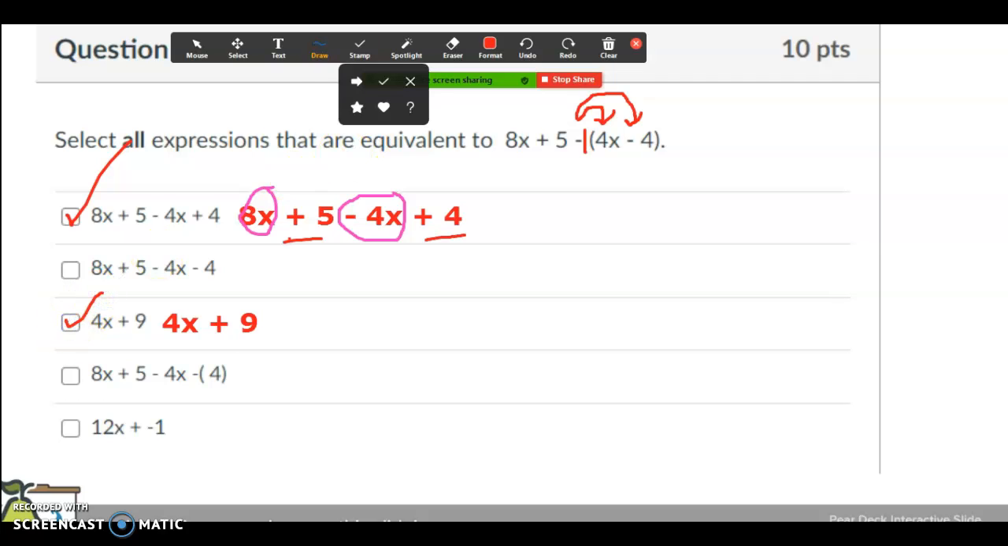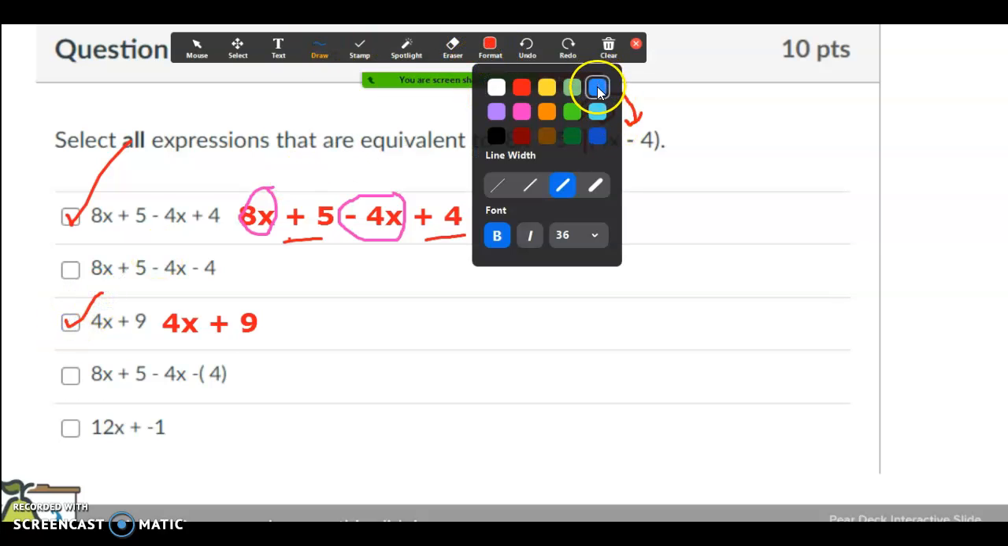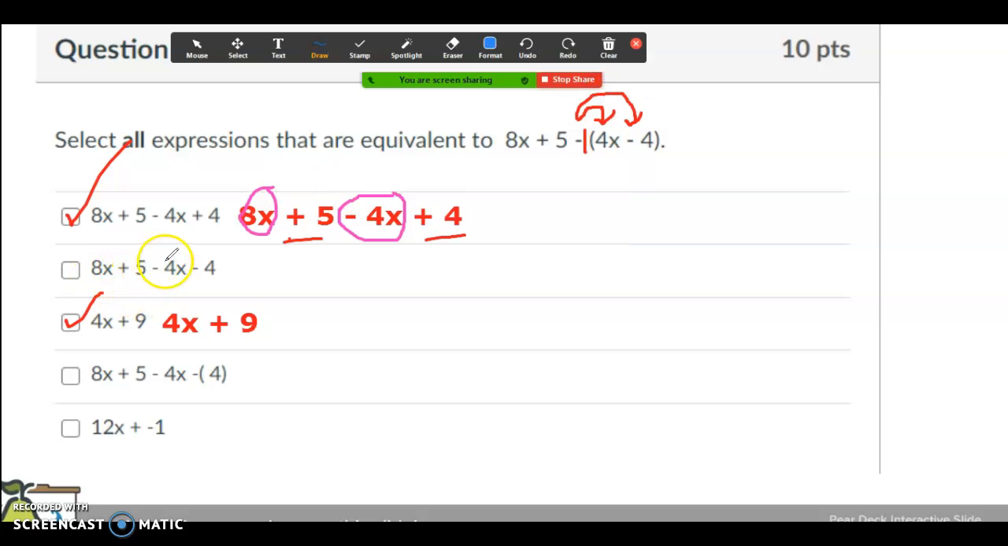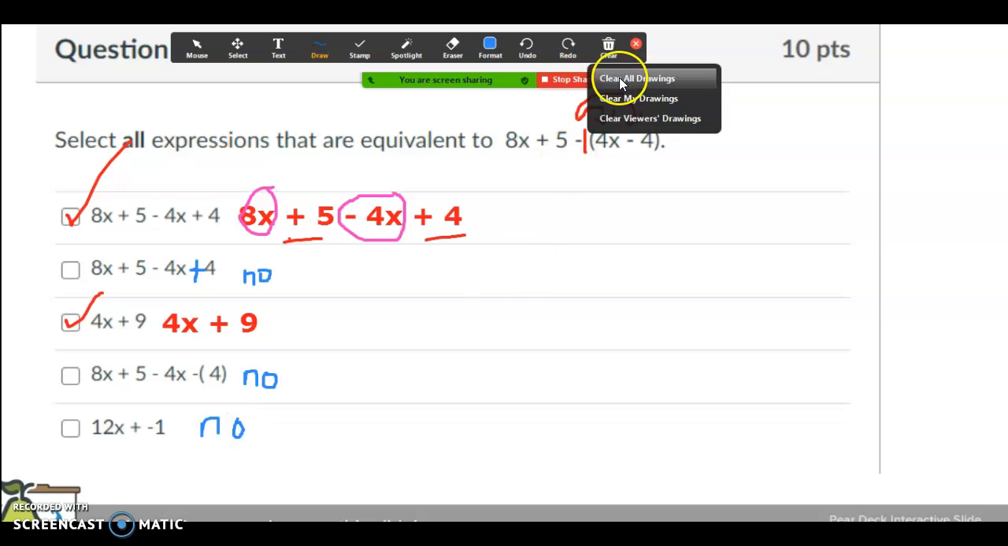Now, I'm going to look at the other choices just to make sure they're wrong. 8x plus 5 minus 4x minus 4. Well, this is supposed to be plus, so that can't be right. This down here, 8x plus 5 minus 4x minus 4 again. So that's the same thing as the second one. Nope. 12x plus negative 1. Well, there's no way we have 12x because we have 4x. So this is also incorrect. All right, now try one on your own.